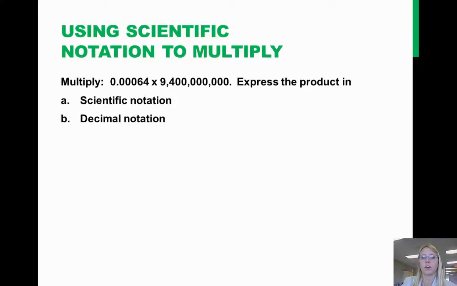Okay, so on this one, we need to express the product in scientific notation and in decimal notation. So the easiest way to actually solve this problem is to first put it in scientific notation. So I'm going to take this one and put it in scientific notation. And I have 1, 2, 3, 4 zeros in front of it. So I can say it is 6.4 times 10 to the negative 4th.